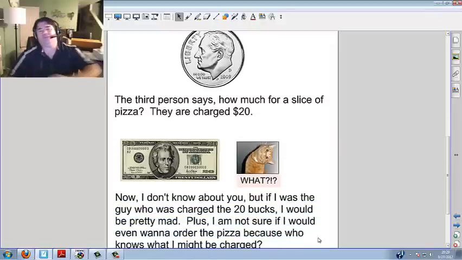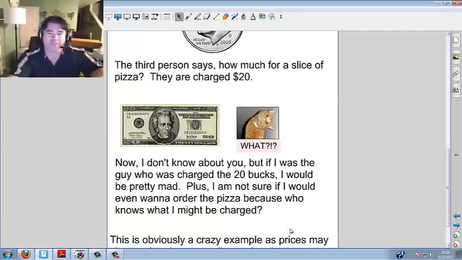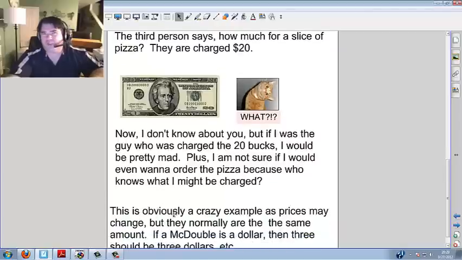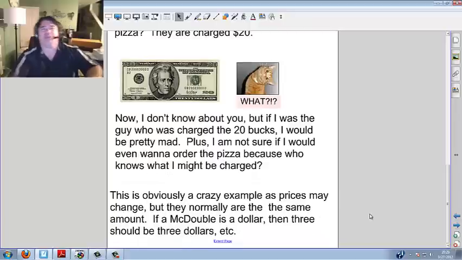Now, I don't know about you, but if I was the guy who was charged $20, I'd be pretty mad. Plus, I'm not sure if I'd even want to order pizza if I didn't know how much the price was going to be. If it was going to go from a dime to $1 to $20, you never know what you're going to get, because who knows what I might be charged. This is obviously a crazy example, as prices may change, but normally they're about the same amount.